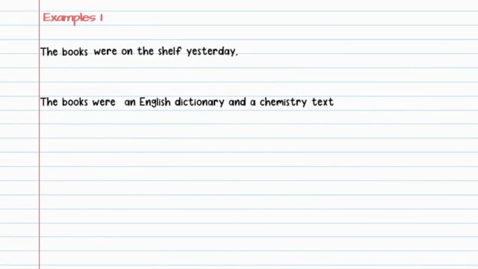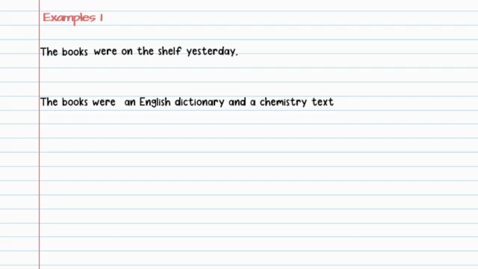Okay, now let's take a look at example one. There are two sentences. First, the books were on the shelf yesterday, and second, the books were an English dictionary and a chemistry text. Which one of these two sentences will become the additional information? The first sentence is a little bit general, right? The books. What books? And the second sentence is more specific: the books were an English dictionary and a chemistry text. Then you can decide that the second sentence will become the additional information.